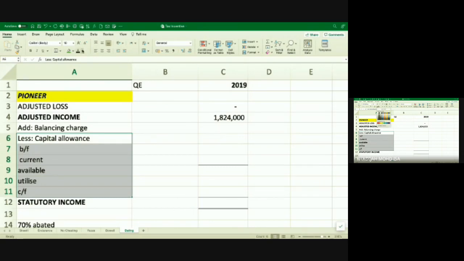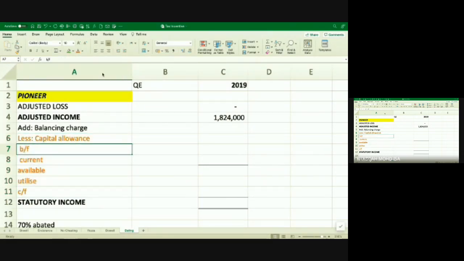Whereby you have capital allowance, which is made up of your brought forward, current year, how much is available for the year, how much you utilize from your CA, and how much you actually carry forward to the following year. You need to have this because when you do your tax incentive, you normally do more than 1 year; the question gives you 3, 4, or 5 years of assessment.